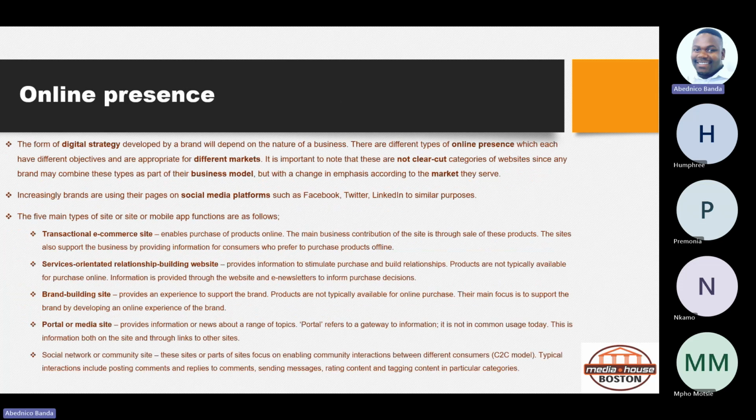Then we've got online presence. Some call it digital presence. This is the form of digital strategy developed by a brand, and will depend on the nature of the business, of course. There are different types of online presence which have different objectives and are appropriate to different markets. It is important to note that there are no clear-cut categories of websites, since any brand may combine these as part of their business model, but with a change in emphasis according to the market they serve. So I want to make this clear.